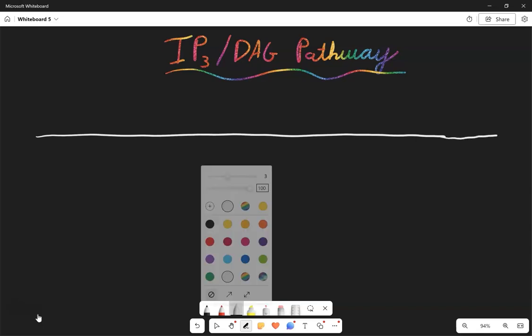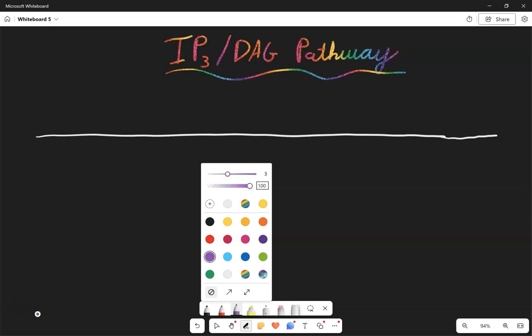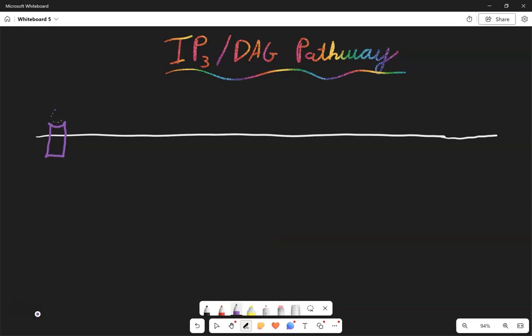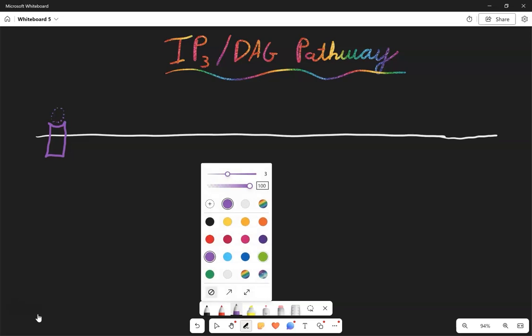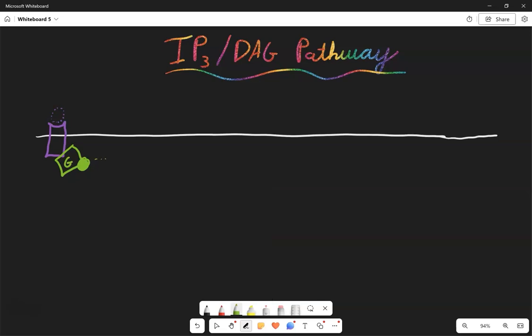Okay, and we are first going to draw our receptor. Remember again, we have to have a receptor, right? Because that is going to bind to our ligand. Now this receptor has a G protein associated with it. So we'll put our G protein in here again. The ligand is going to come in and bind with that receptor, and it's going to cause that G protein to dissociate from that receptor. So here comes our G protein over here.